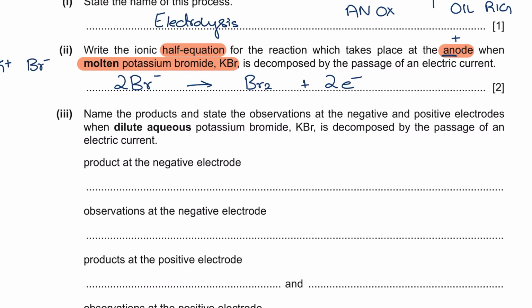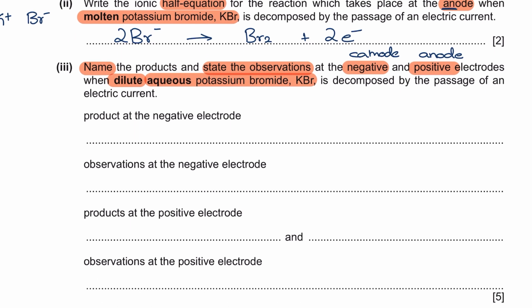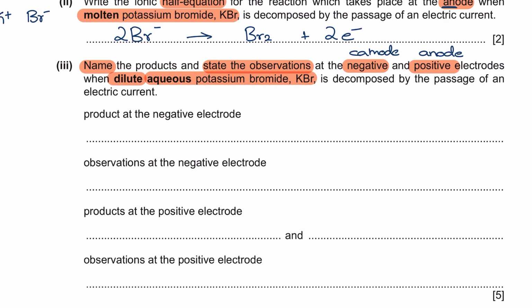Moving on, name the products. Name the products and state the observations at negative and positive electrodes. So negative electrode is your cathode and the positive electrode is your anode. When dilute aqueous potassium bromide is decomposed by passage of an electrical current. Okay. So product at the negative electrode, which is your cathode.